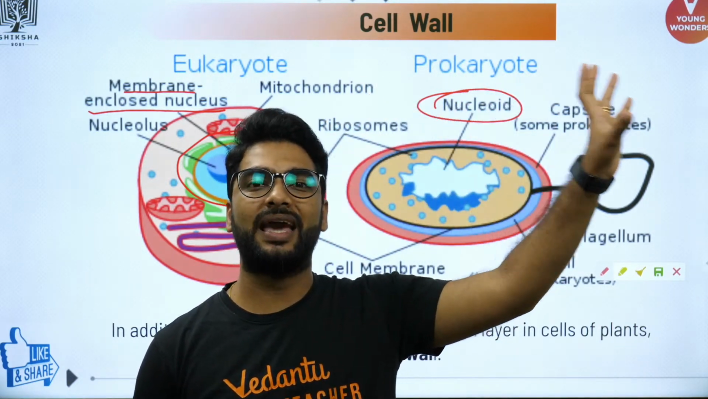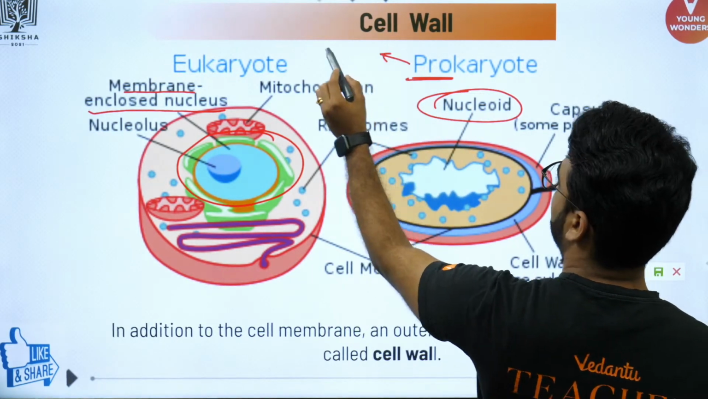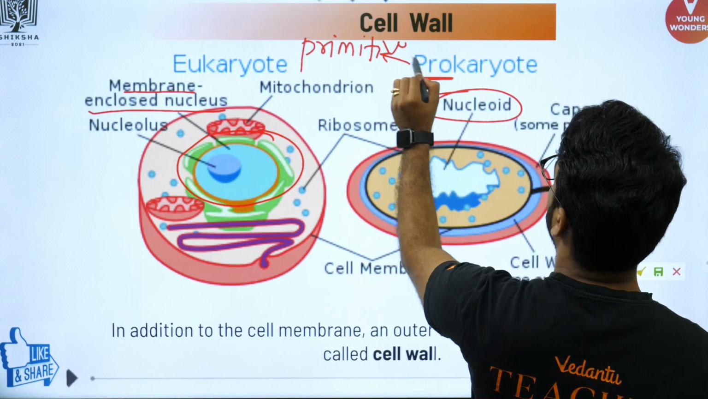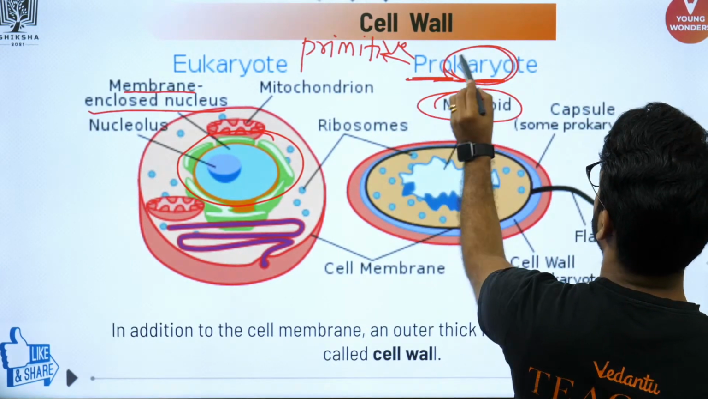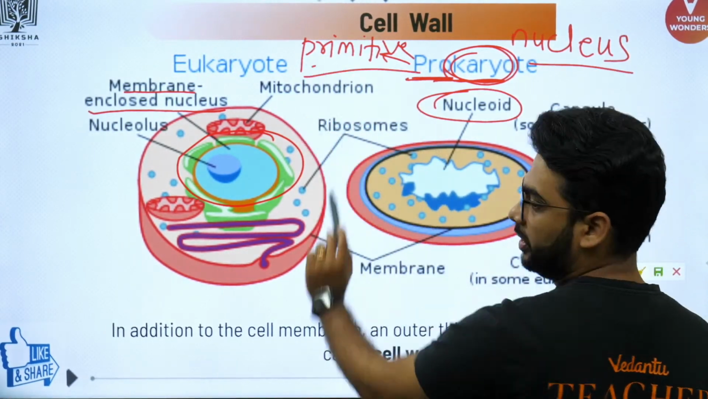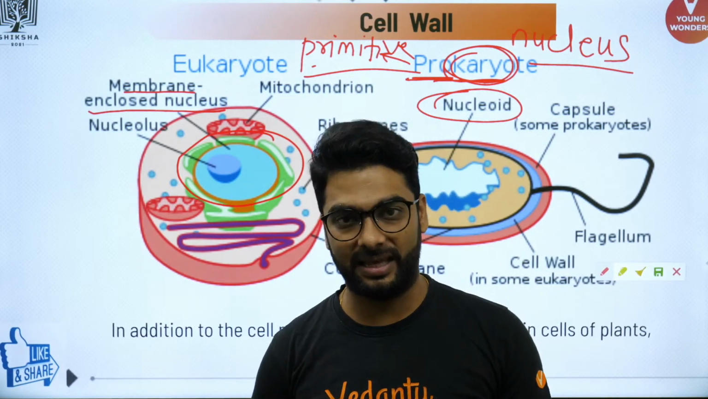In prokaryotes, again let us learn the basics. Pro means primitive. Karyos means nucleus. The ones with a primitive nucleus, that is bacteria.